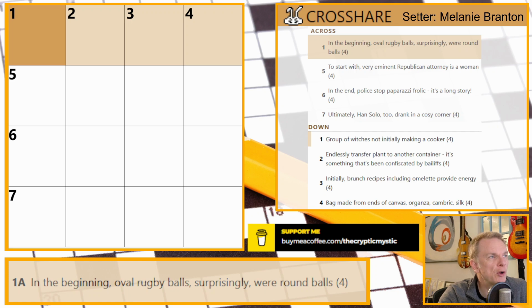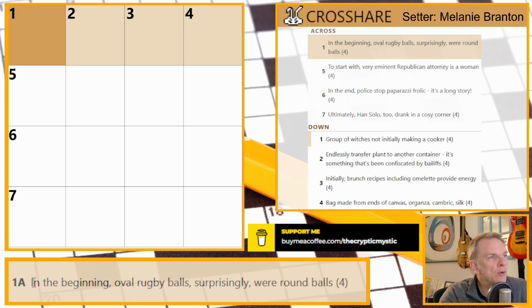So let's start with one across. In the beginning, oval rugby balls surprisingly were round balls. Now, what do you think could be the wordplay indicator? And what do you think is the definition? Based on what we were talking about, if you look here, in the beginning, isn't that suggesting look at the start of something? So this is probably the wordplay here, and maybe round balls, or even just balls, is the definition here.